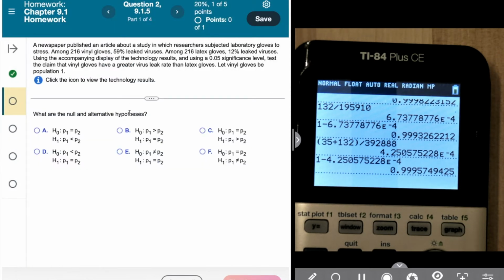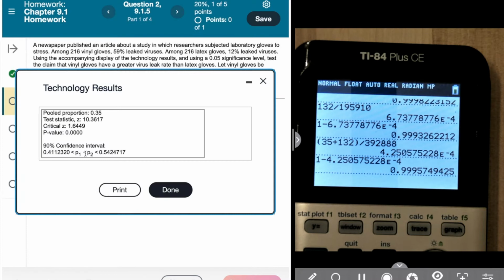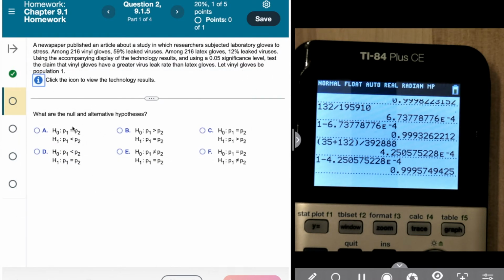Up next, now we're going to start to kind of get into our tests. So let's see here. Oh, we also have technology results. So we did not have to do any of this into the calculator. It's right there. Cool. All right, null and alternative hypotheses. Well, right off the bat, I already know it's only going to be A, C, or F because those are the only ones that have equality in their null hypothesis statement. But let's see what we're going to compare.